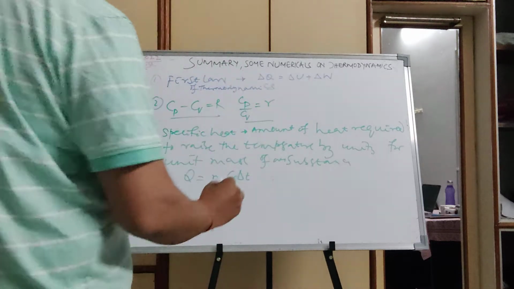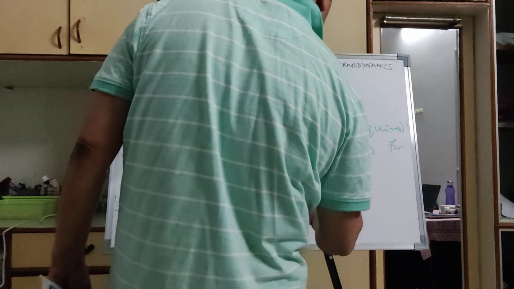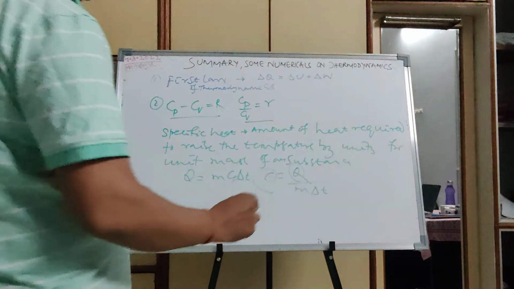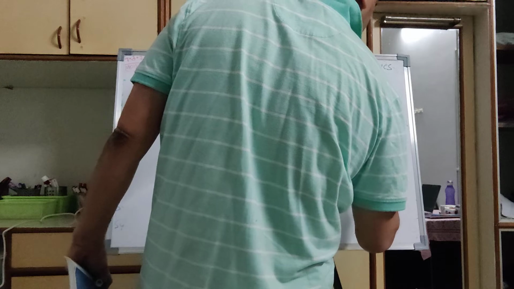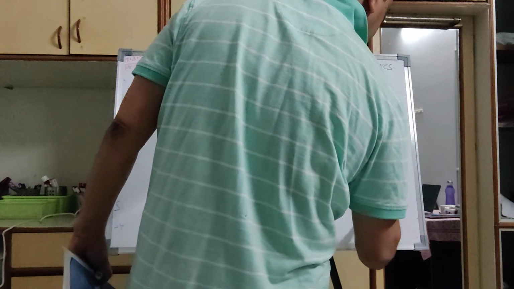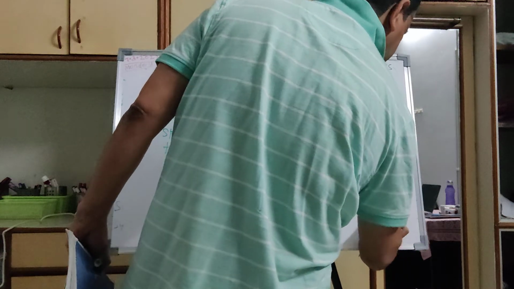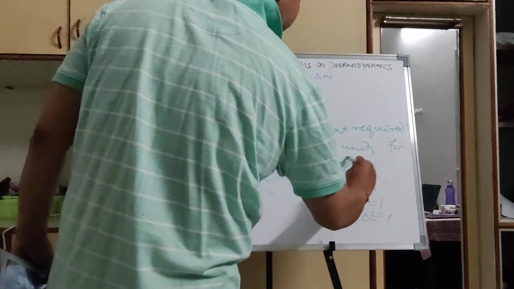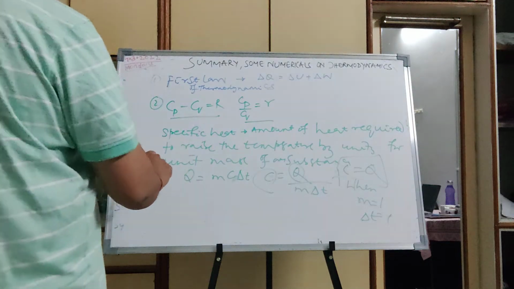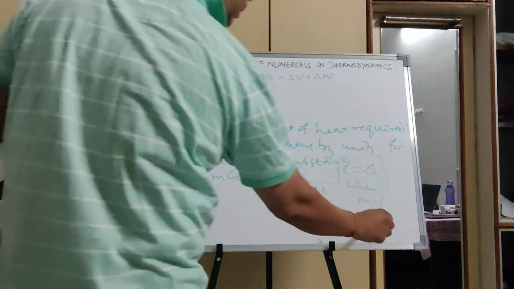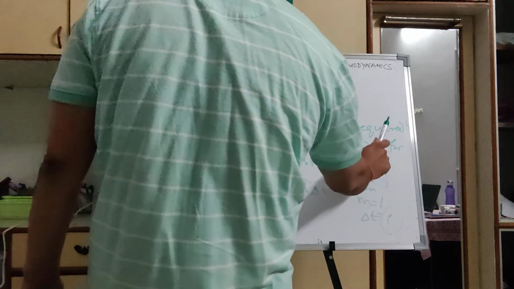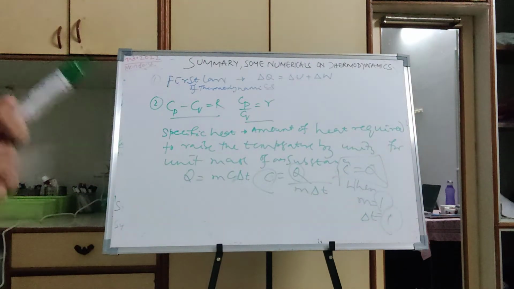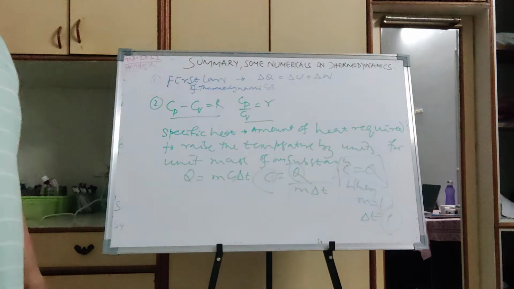So this c is nothing but Q by m delta T. So what we are saying is that specific heat is nothing but equal to Q. So c is equal to Q when m is equal to unit and delta T is equal to unit. Right? So that's why we are telling specific heat is nothing but the amount of heat required to raise the temperature by unit T of unit mass of substance. It can be anything, 1 kg or whatever. So m and delta T will come in the numerical.